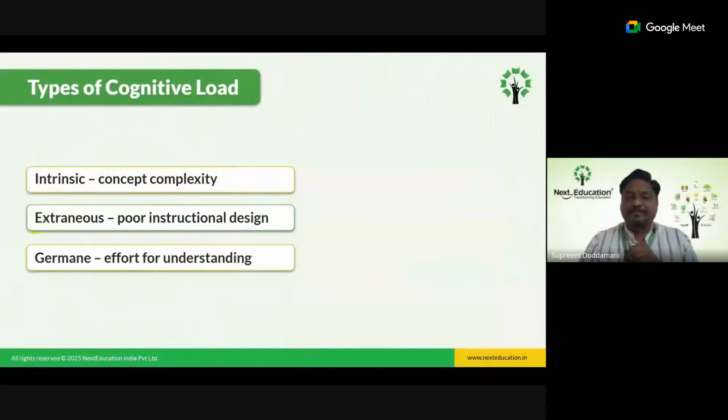So these are the types of cognitive load: intrinsic, extraneous, and germane. Now, when we go in depth with intrinsic, that is nothing but concept complexity. I will give an example for you. Whenever you are teaching grade 4th, 5th, or 6th standard, we have a chapter on physical change and chemical change.